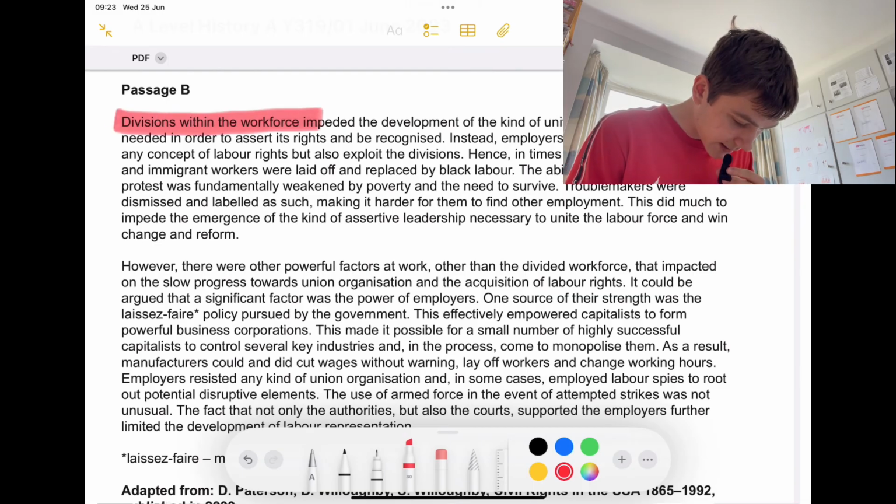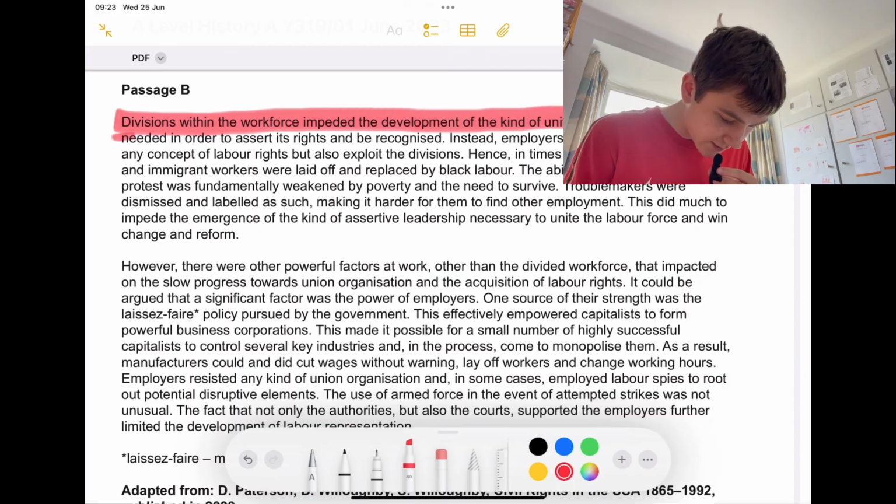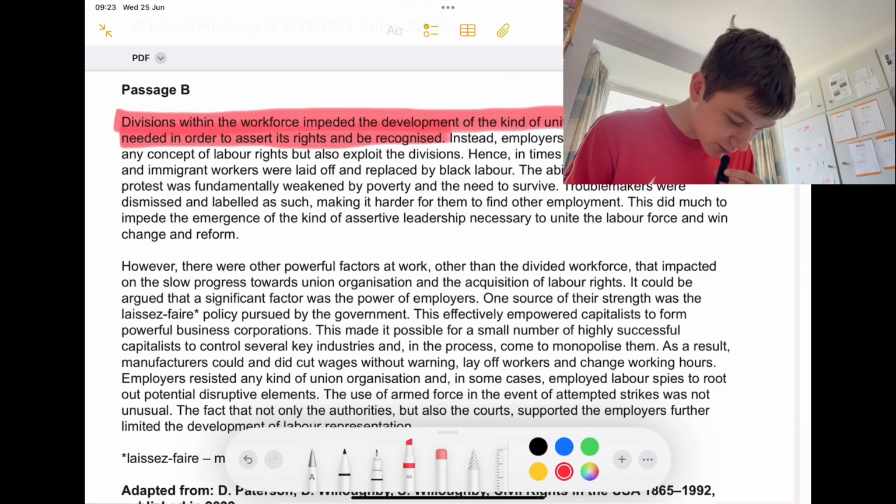Yep, right, that division within the workforce, we've already mentioned that, so I won't write it again, but that's a good thing to include. I'll definitely quote that. Definitely relatable to the question. Significance. Hence, in times of unrest, again, scab labourers like the Homestead Strike, white Americans and immigrants, workers are laid off and replaced by black labour. Or again, poverty and need to survive.